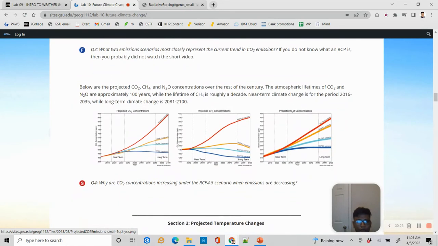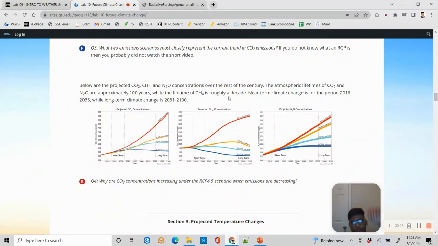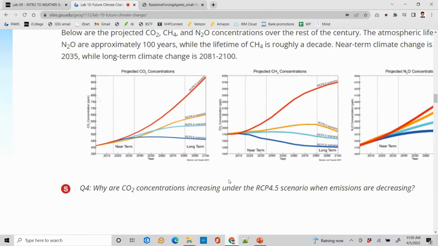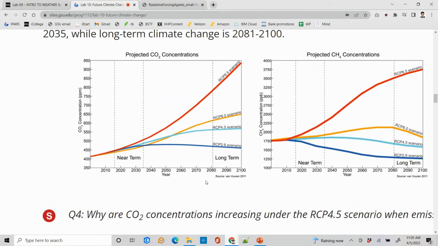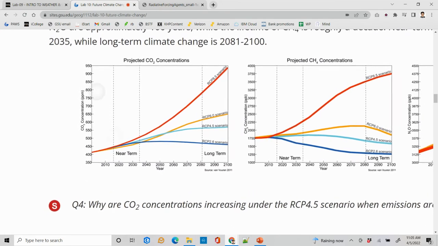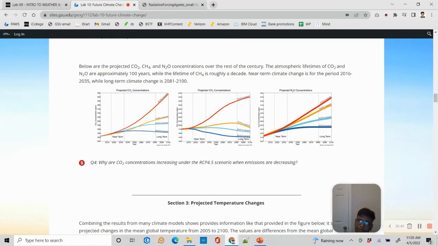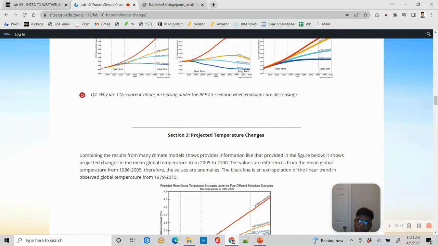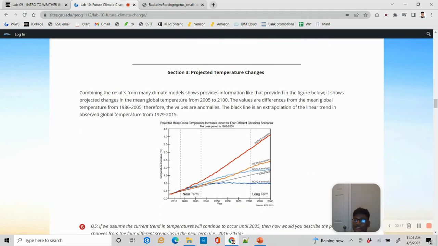Then below is the projected carbon dioxide, methane, and nitrogen dioxide concentration for the rest of the century. Why are carbon dioxide concentrations increasing under the RCP 4.5 scenario when emissions are decreasing? I've already talked to you about the carbon dioxide lifetime. So even if you decrease the emission, carbon dioxide will still be there, the already emitted carbon dioxide. So that's how you need to answer it.